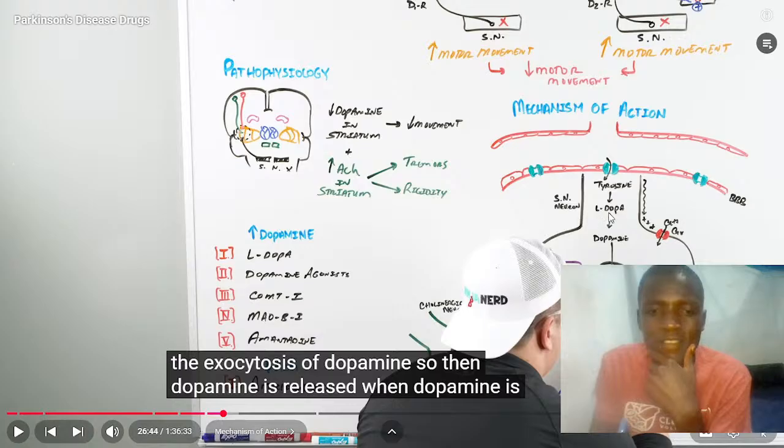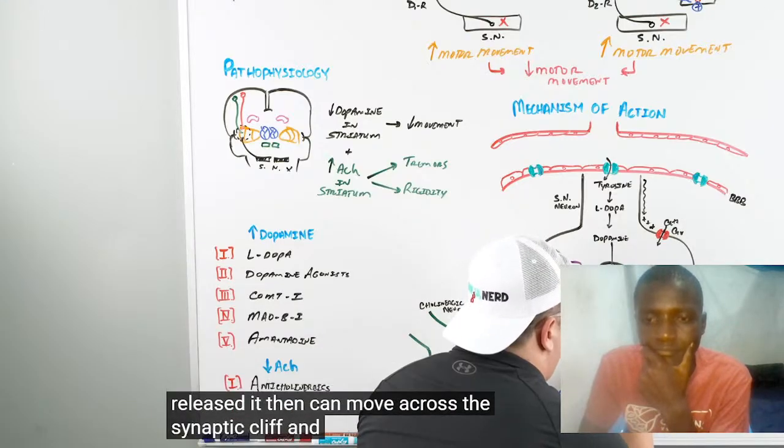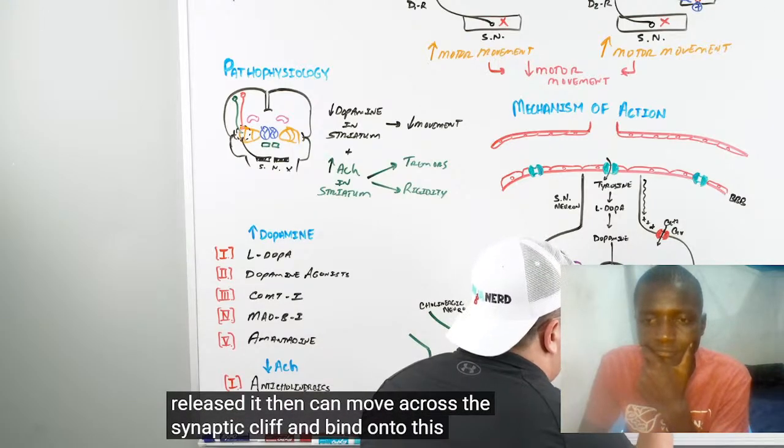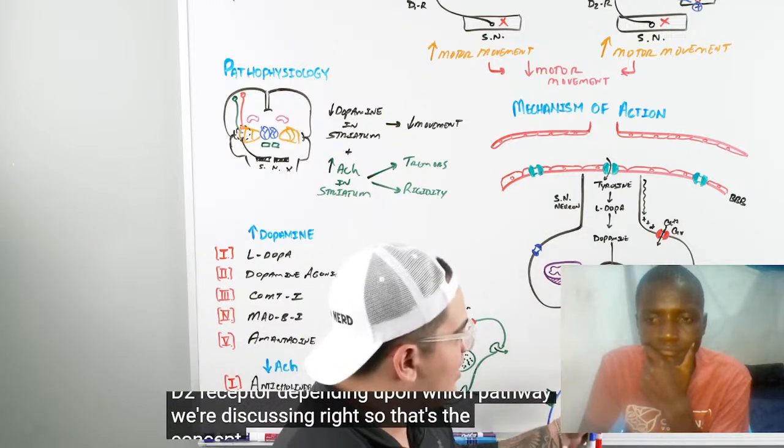So this is the mechanism of action of L-DOPA. It's basically converted to dopamine, then stored, and it then can move across the synaptic cleft and bind onto this D1 or D2 receptor, depending upon which pathway we're discussing, right? So that's the concept here.